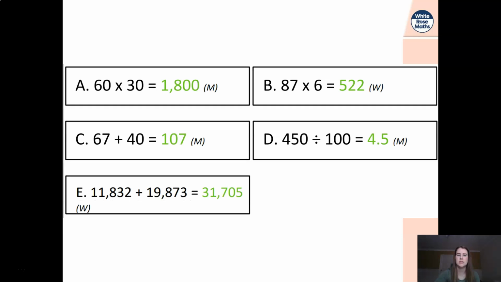All right, then, let's see how well you did then. So A is 1,800, B is 522, C is 107, D is 4.5. I hope everyone got that one. And E is 31,705. So well done if you got all 5 of those correct.